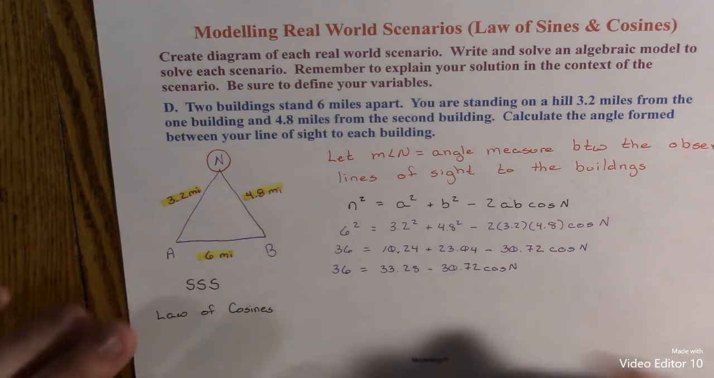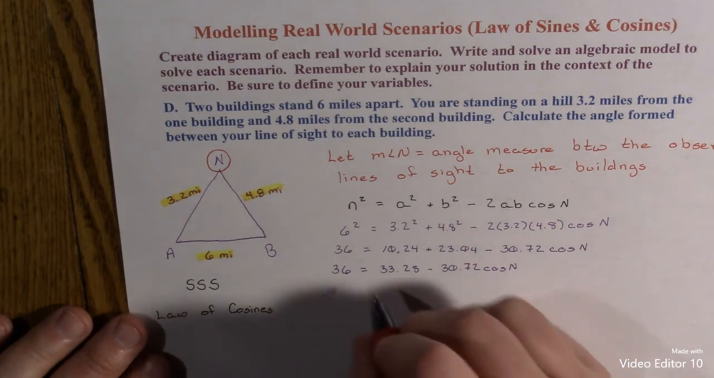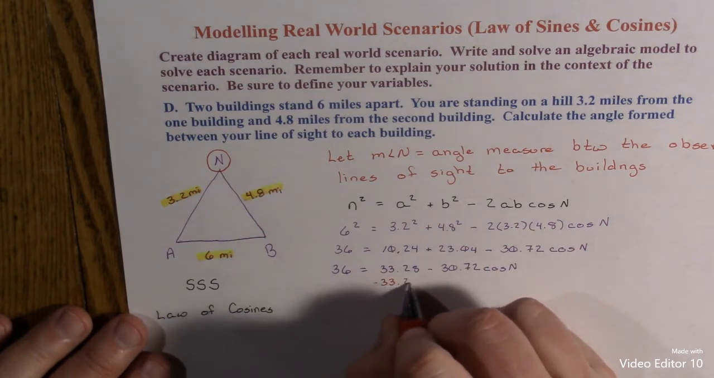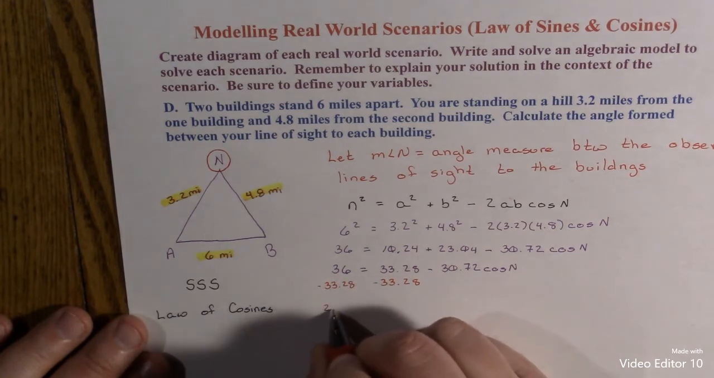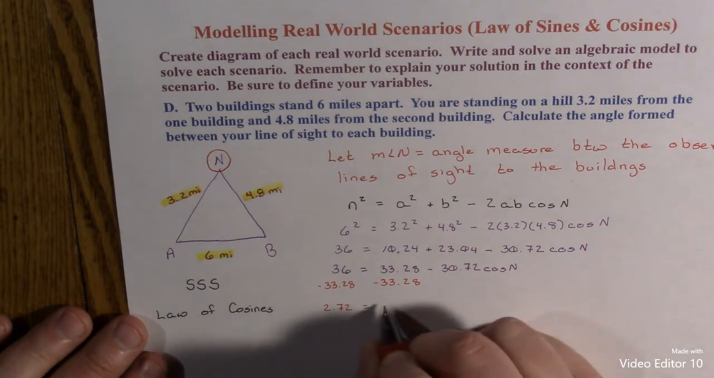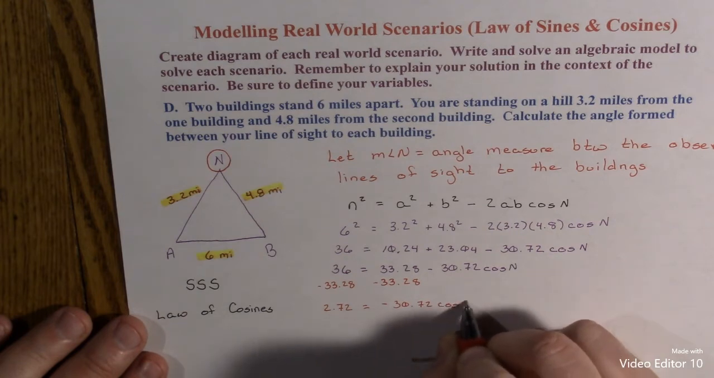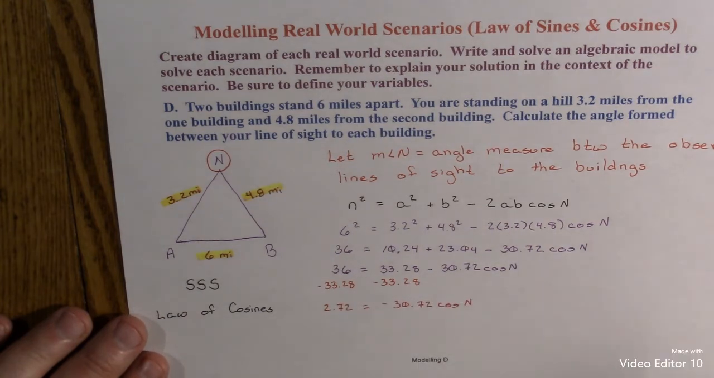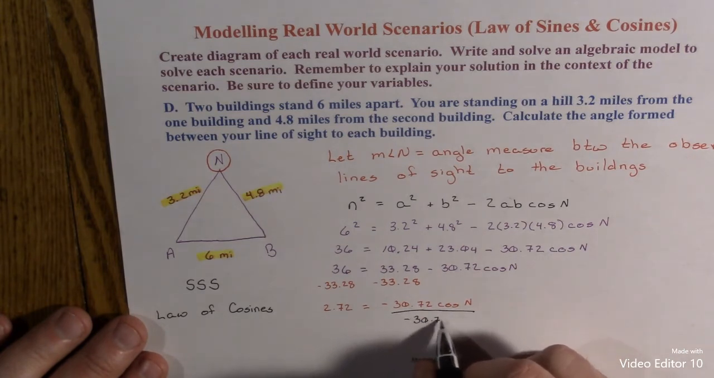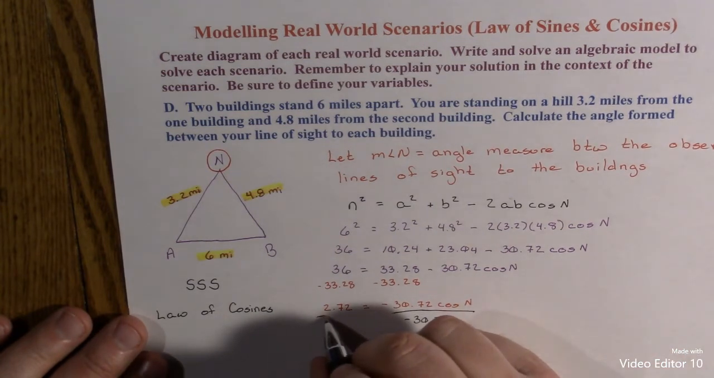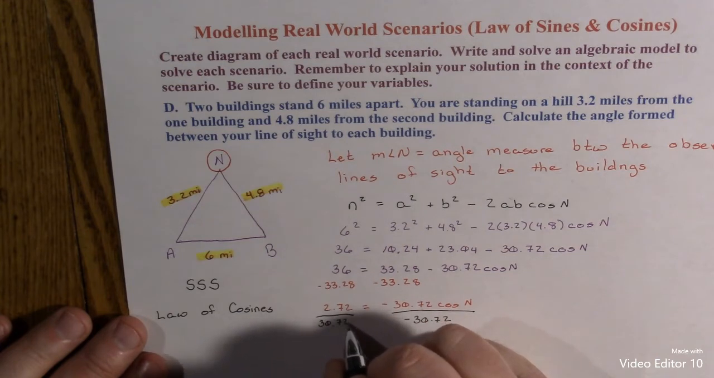Again, since we are trying to get the cosine of N by itself, we'll treat this like a two-step equation. We will move 33.28 by subtracting it from both sides, giving us 2.72 is equal to negative 30.72 cosine N. Again, still working to get the cosine of N by itself, we'll divide by its coefficient, the negative 30.72. Very important you do not lose this negative because it will have a drastic impact on the solution.